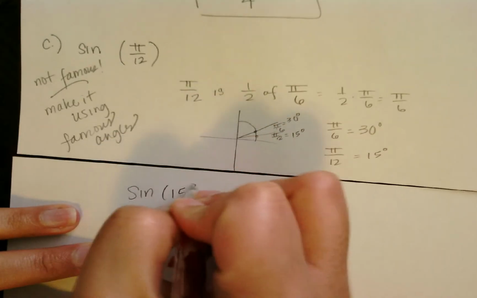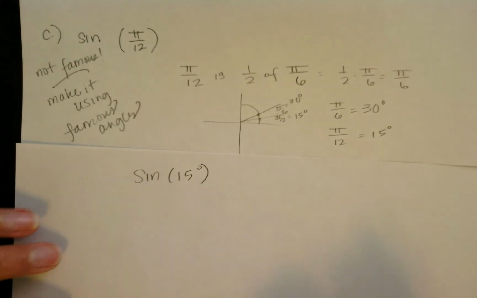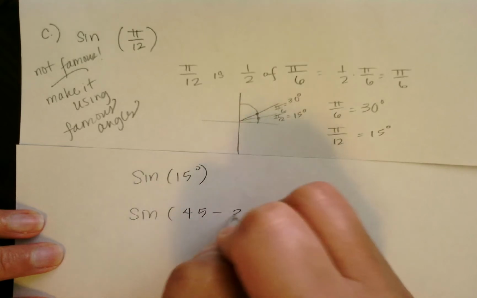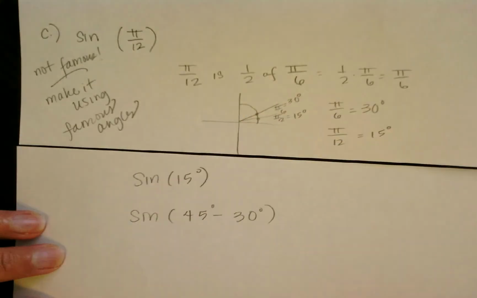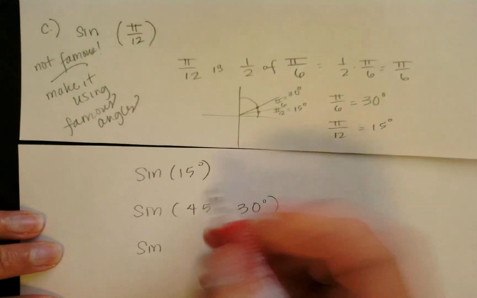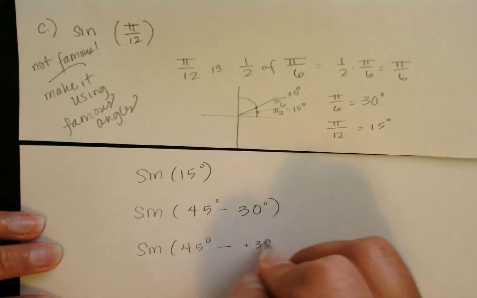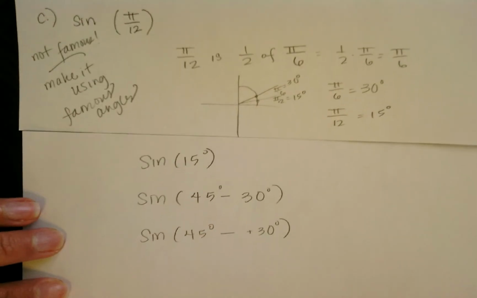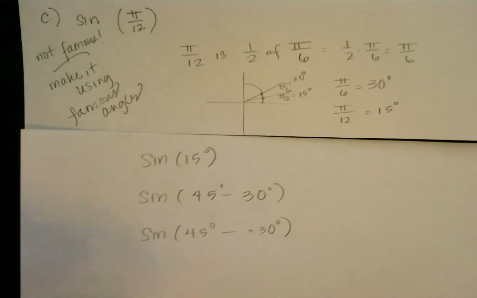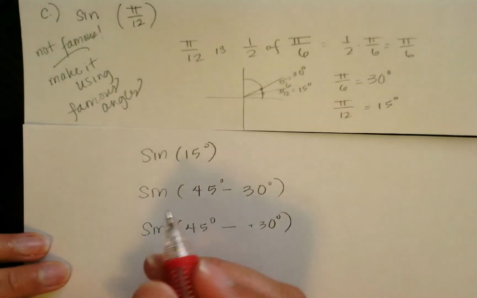Sine of 15 degrees. And we just work with the 15 degree guy. What do you guys want to use? Sure, 45 minus 30 degrees. And again, be careful. You are using 45 degrees minus a positive 30 degrees. So just be careful. Okay, so we're using the subtraction formula, and both the degrees are positive. They're going in the counterclockwise direction. Alright, so what is this formula?